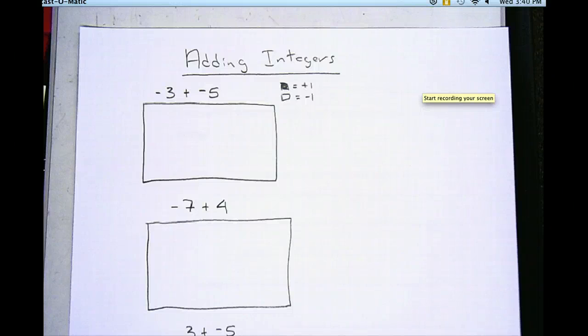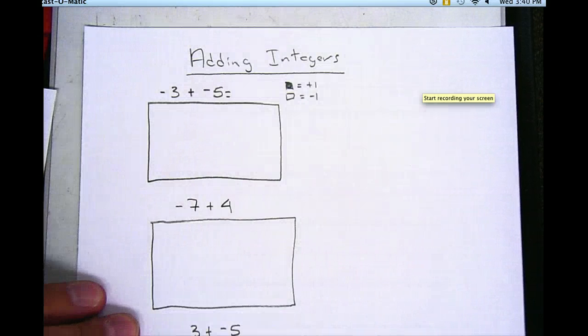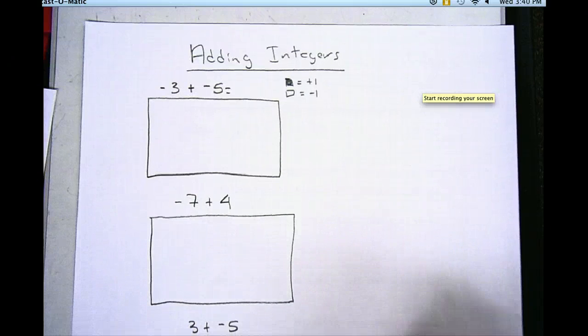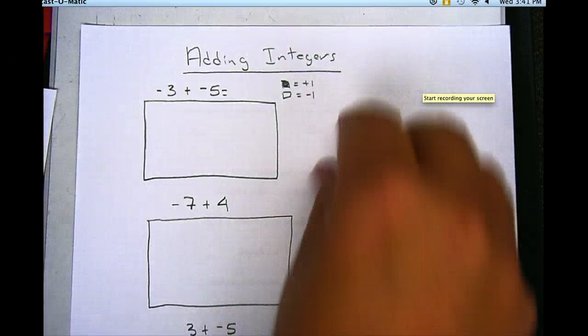Okay, Oak Rovers, this is a video that's going to help you model adding integers. And the first adding integer problem I'm going to have is -3 plus -5. Okay, and we're going to use the chip model or the algebra tile model. And I have an algebra tile here I'm going to put up there, and that algebra tile is a unit tile.